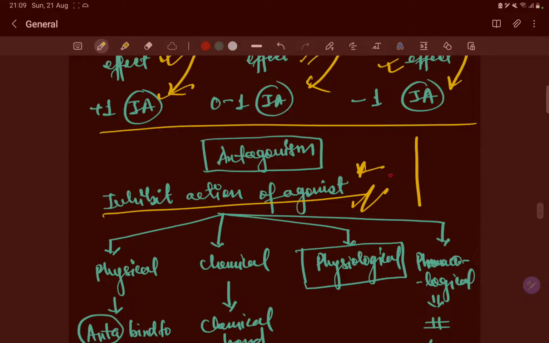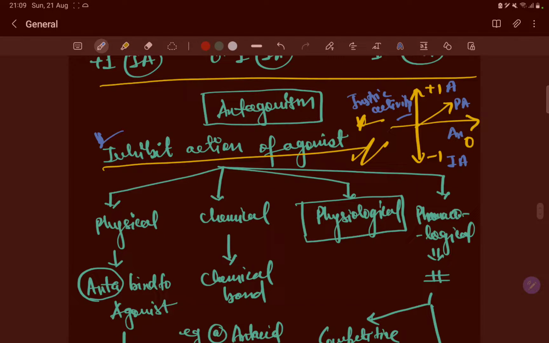So if you see the intrinsic activity, this is +1, this is -1, and this is 0, and this is another graph. So we can say over here that this is the agonist, this is the partial agonist, this is the antagonist, and this is the inverse agonist. So this is the intrinsic activity, or we can say the effect produced by the drug acting on the receptor. Alright, now antagonism inhibits the action of the agonist, right?